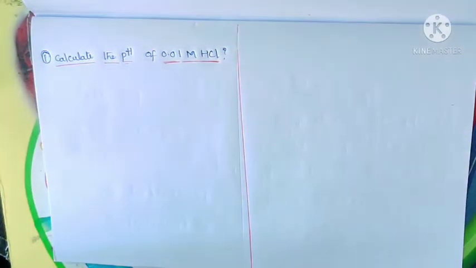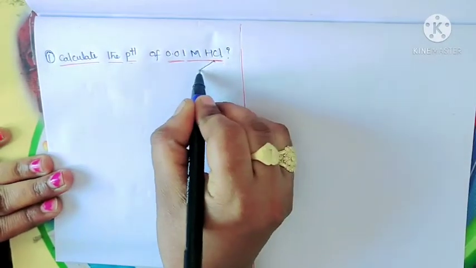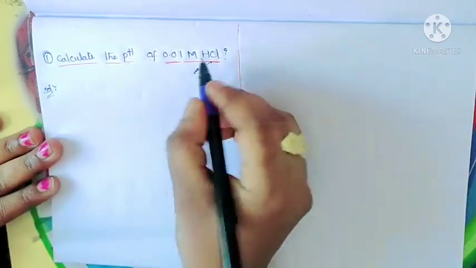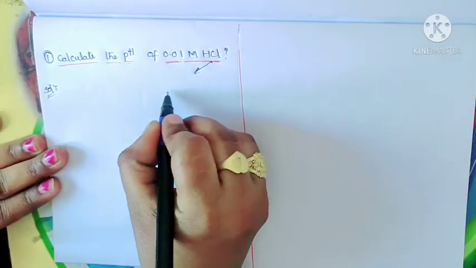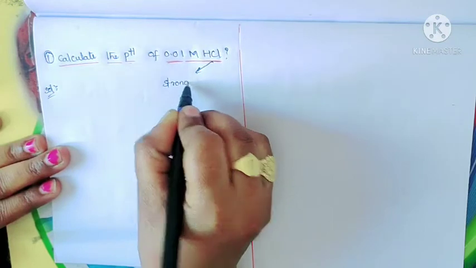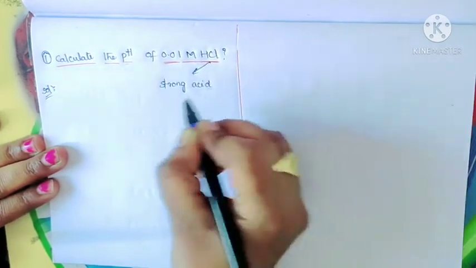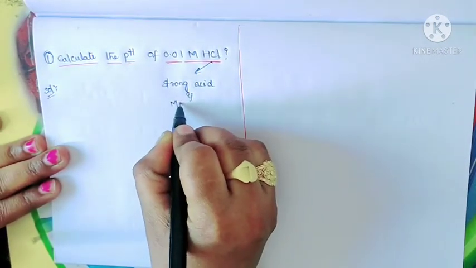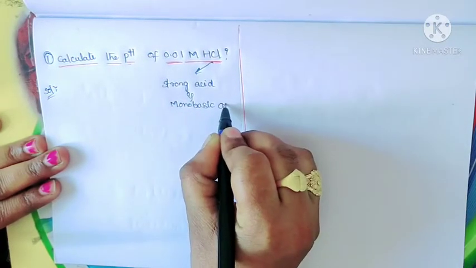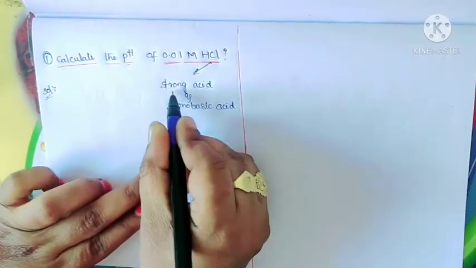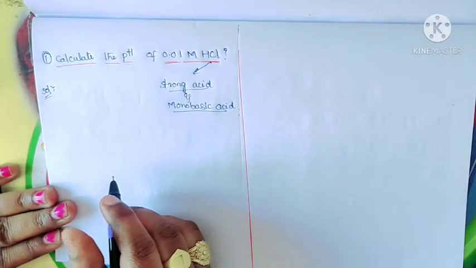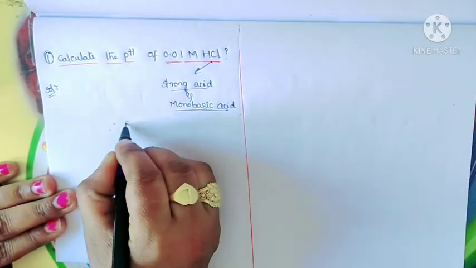We know HCl is an acid, and HCl is a strong acid. It is a monobasic acid. We call it a monobasic acid because of the number of H plus ions. So how many H plus ions are there? One. So it is a monobasic acid.